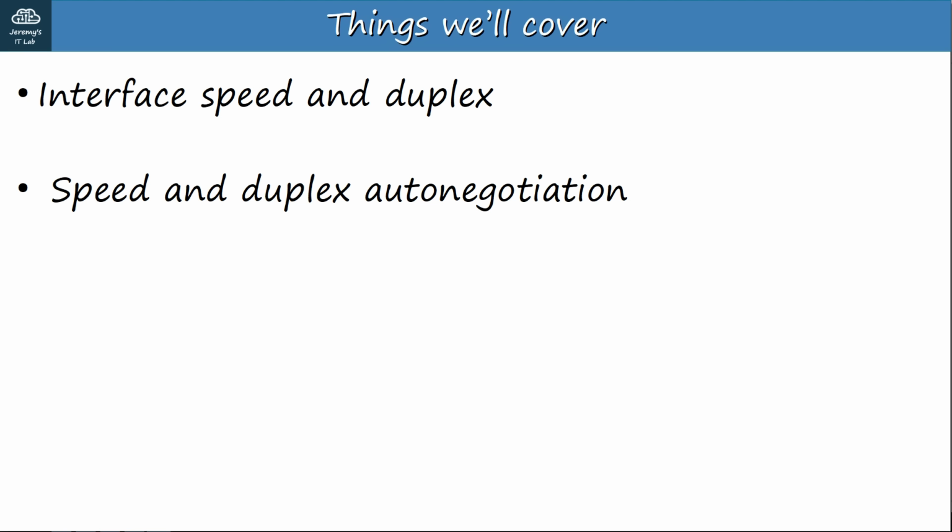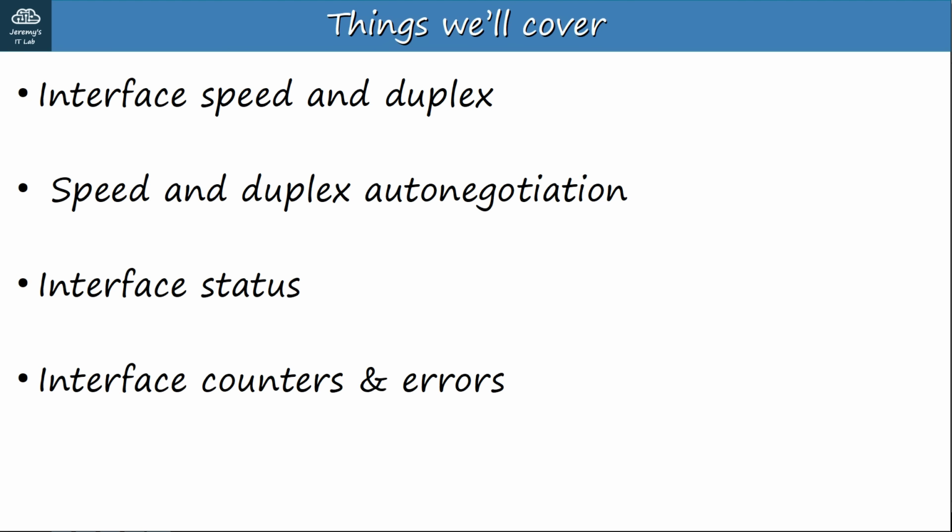I'll talk about speed and duplex auto-negotiation, which allows two devices to negotiate speed and duplex settings without us having to manually configure them. I'll talk about interface status. I already talked about this in the previous video on configuring router interfaces, but I'll expand upon the topic. Finally, I'll talk about interface counters and errors. Cisco devices keep various counters regarding the traffic that passes through them, such as how many errors have occurred, etc. I'll show you how to find and analyze these statistics, and what kind of errors there are.